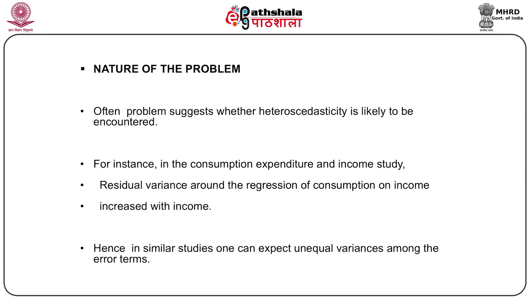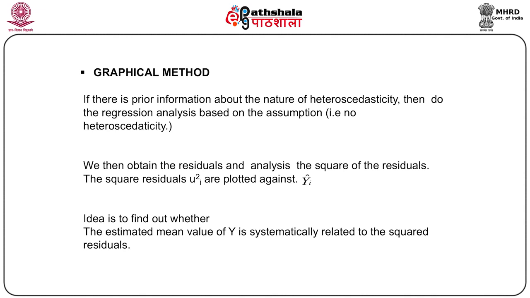For instance, in the consumption expenditure and income data, we had different individuals with different incomes and they can be each considered as a heterogeneous unit. The second informal method of detecting heteroscedasticity is the graphical method. Let me point out here that although we call the graphical method an informal method, most of the time it is quite effective in showing the presence of heteroscedasticity in the data.